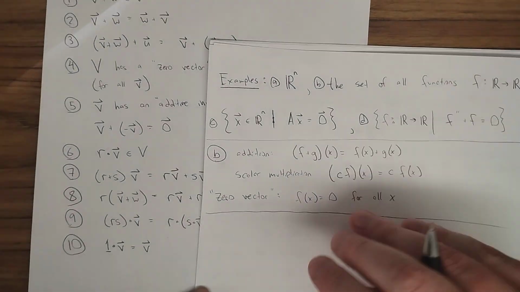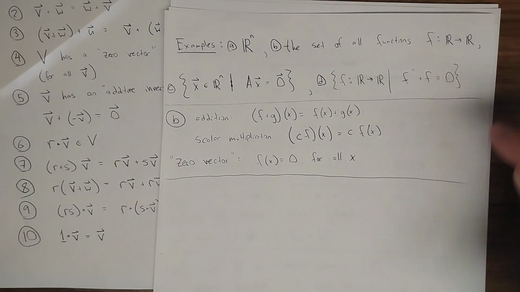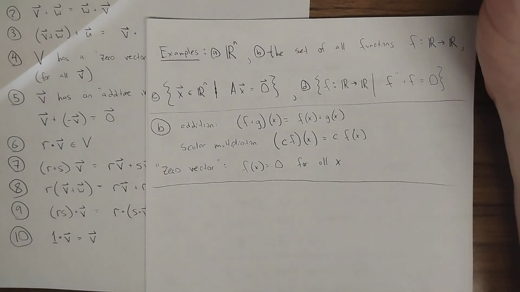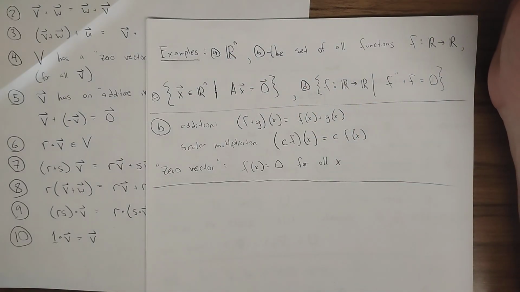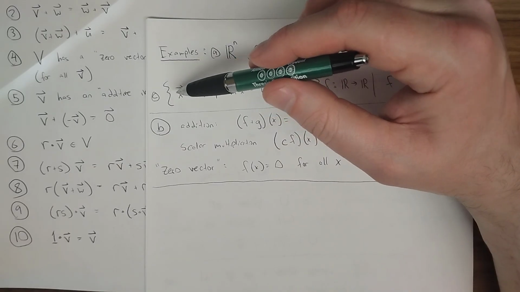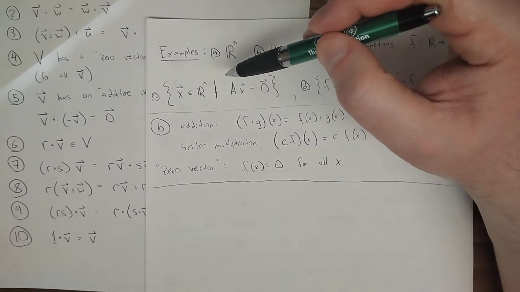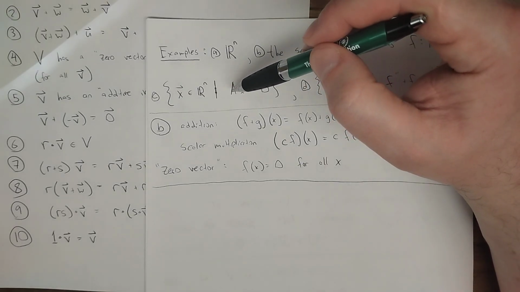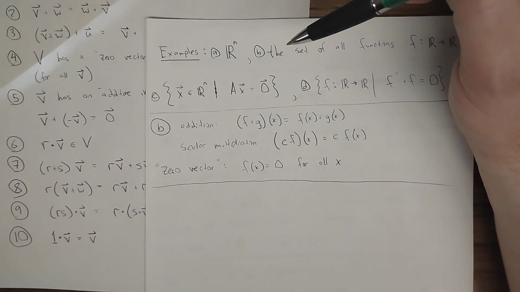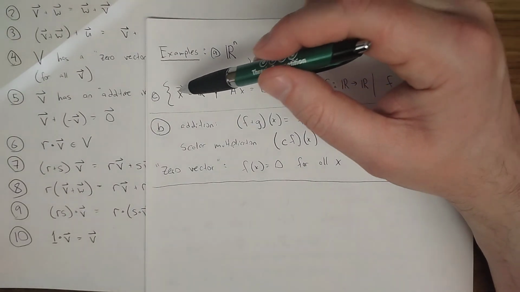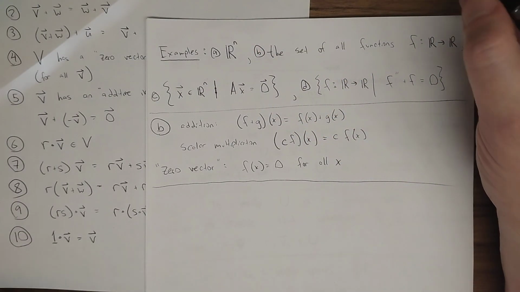Of course, I don't want to check all 10 properties for all of these examples, but let me keep discussing it for at least a little while. So let's get to examples C and D here. C means the set of all vectors in n-dimensional space such that A times x equals the zero vector, and A could be whatever matrix you want. So pick your favorite matrix A, and I claim this gives you a vector space.